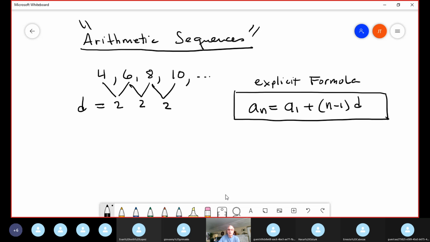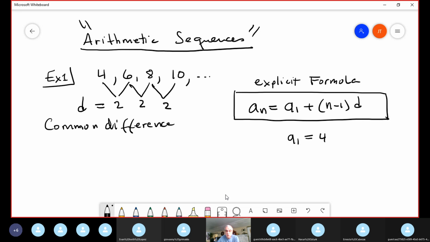Let me try to calculate the formula in our specific example 1. Who is A sub 1? A sub 1 is the first, the 4. What is D? D is the common difference, and in our example it is 2. So, plus N minus 1 times 2, because D is 2 in our specific example. You leave it like that.